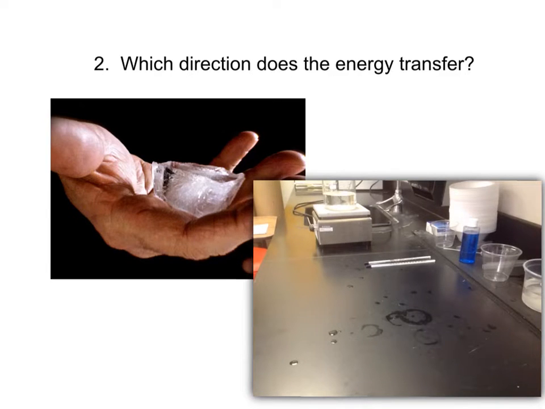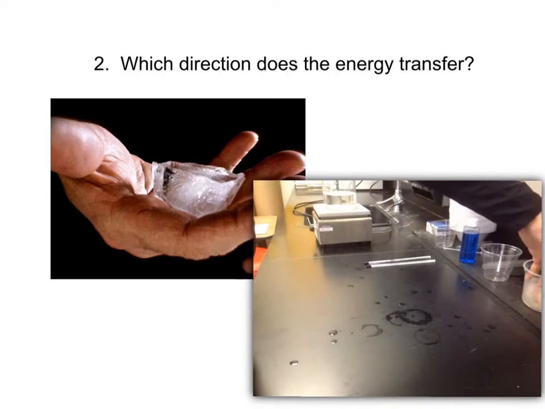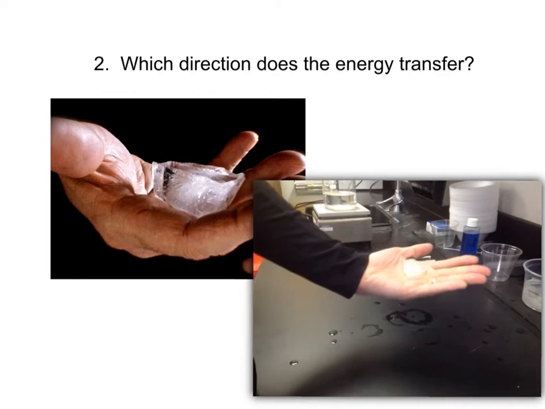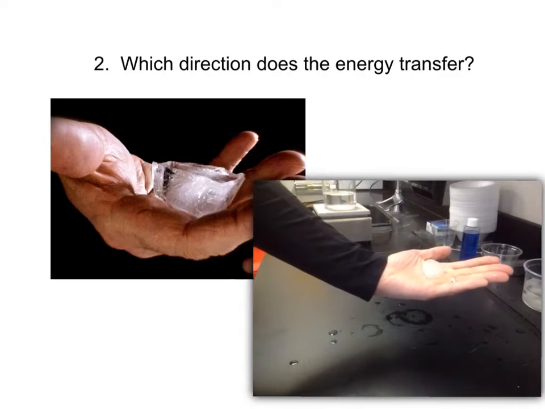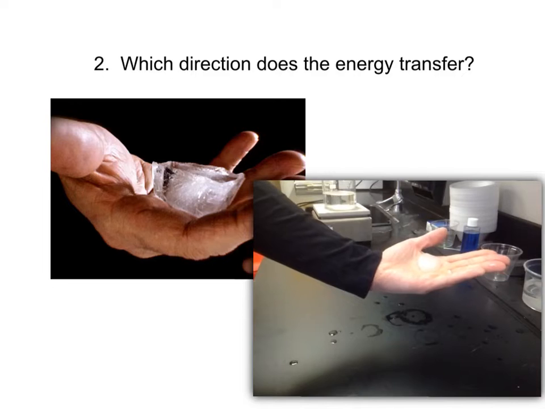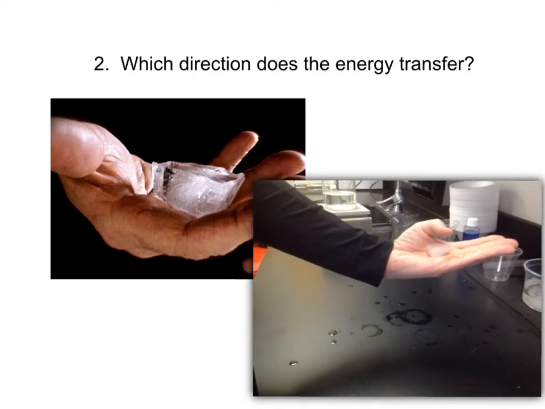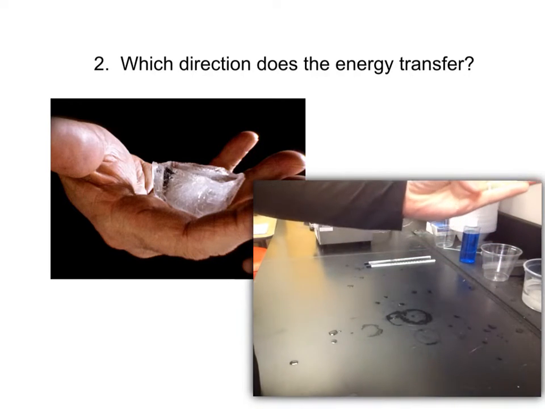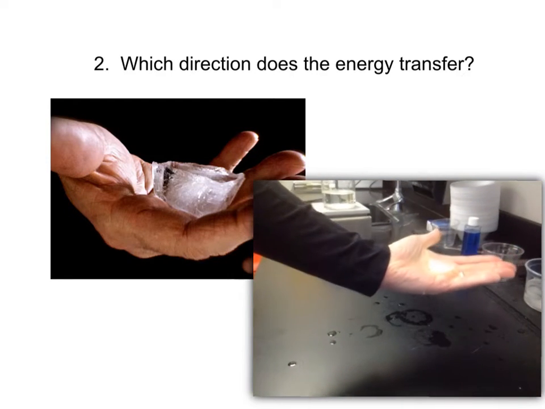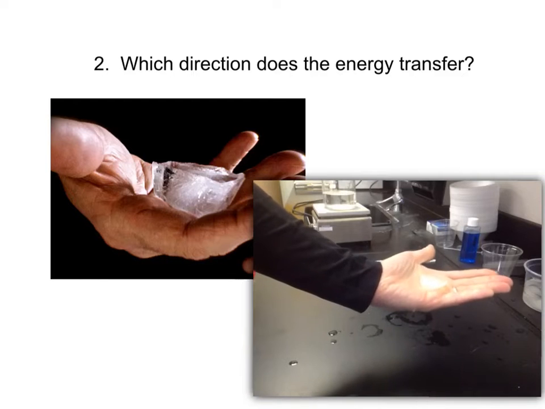If I have a piece of ice in my hand, which direction does the energy transfer? So I take a piece of ice and I put it in my hand. My hand starts to feel cold, and it's feeling cold for a reason. Body temperature is 98.6 degrees for humans. And even if I turn it to the side now, you'll start to see that water is dripping. In which direction is energy transferring? Is it transferring from my hand to the ice cube, or from the ice cube to my hand?